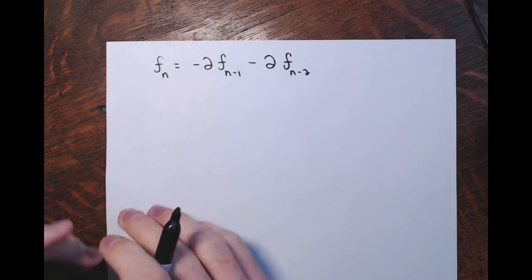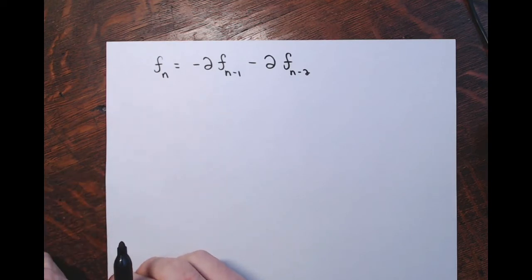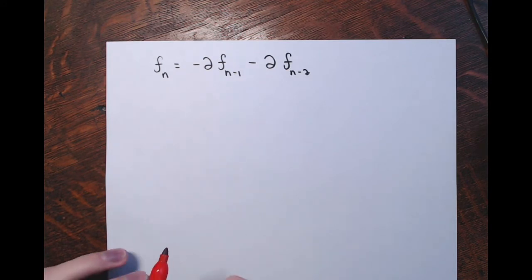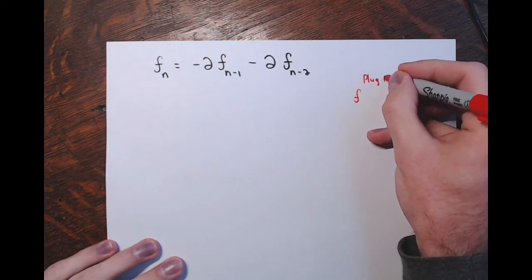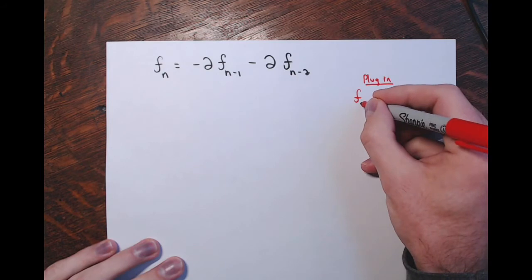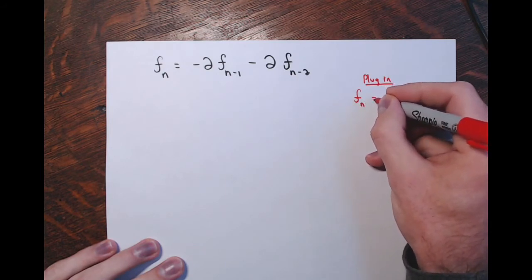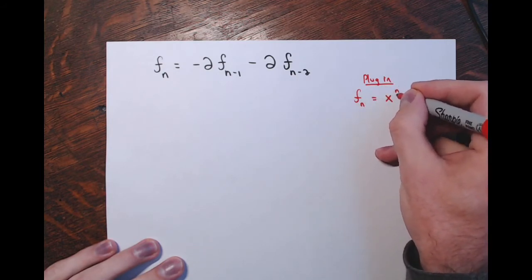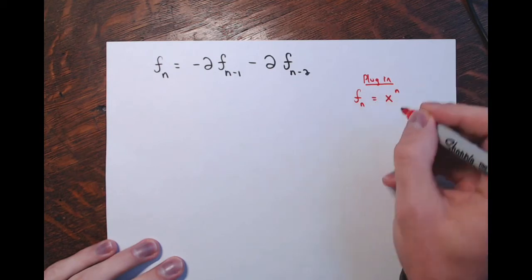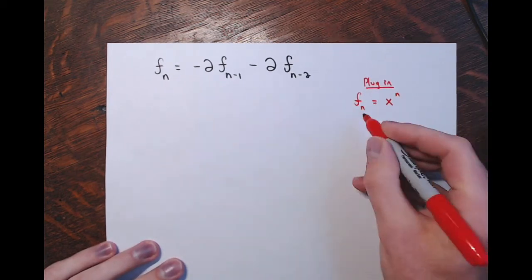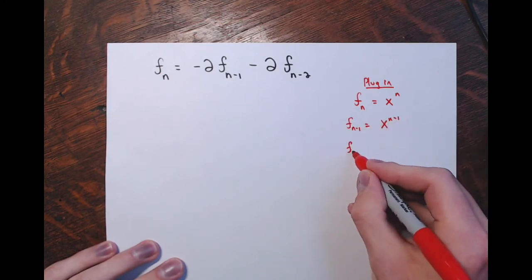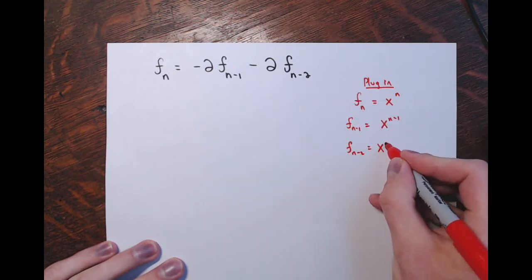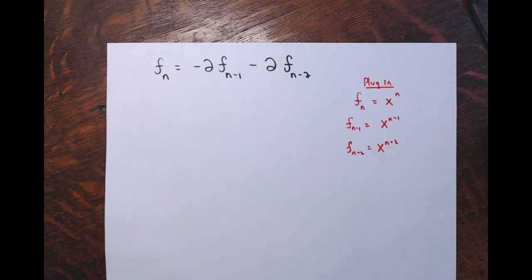So when I eventually end up writing the characteristic equation, it's going to be a quadratic equation, a degree 2 polynomial equation. So I'm going to plug in. I'm going to assume that the sequence is some sort of exponential, some base x to the power n. And if that's the case, f sub n minus 1 here would be x to the n minus 1, and f sub n minus 2 in here would be x to the n minus 2, and do all these replacements.